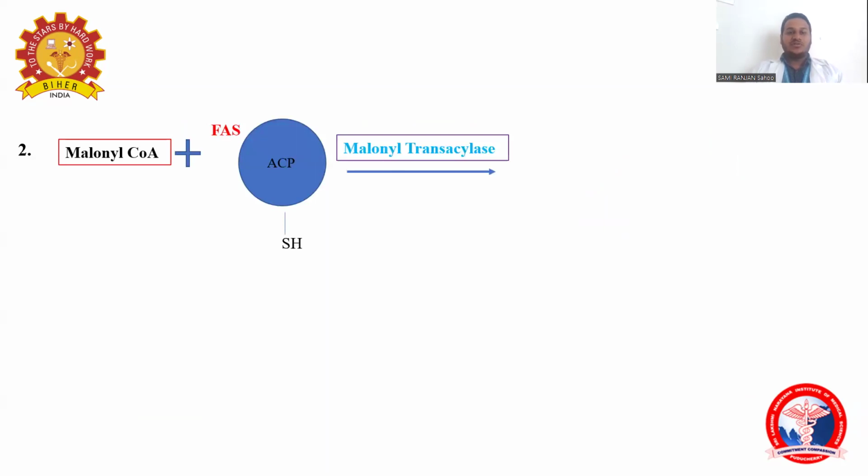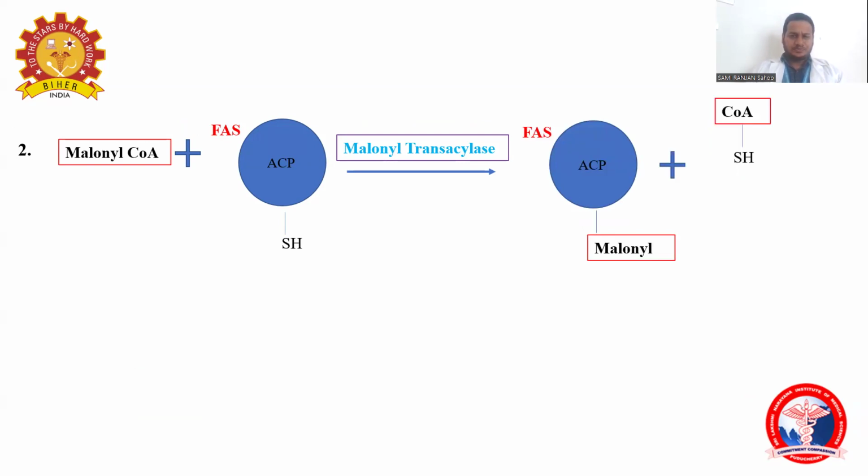Next, we have malonyl CoA. Malonyl CoA will combine with ACP through malonyl transacylase, where ACP will convert it into malonyl ACP and CoASH. So this ACP along with malonyl will be forming here. This is the second reaction.